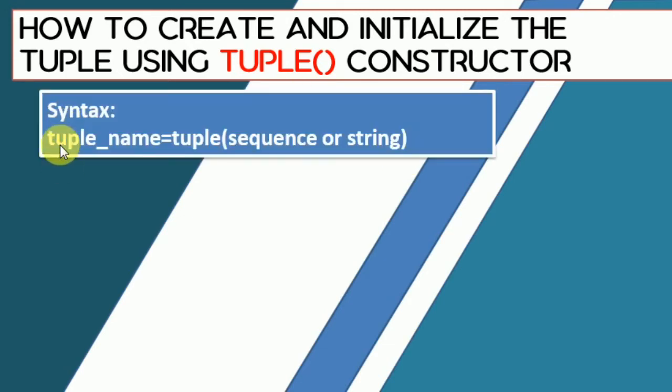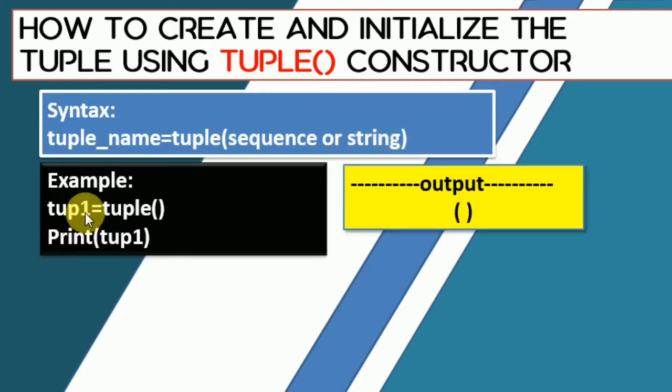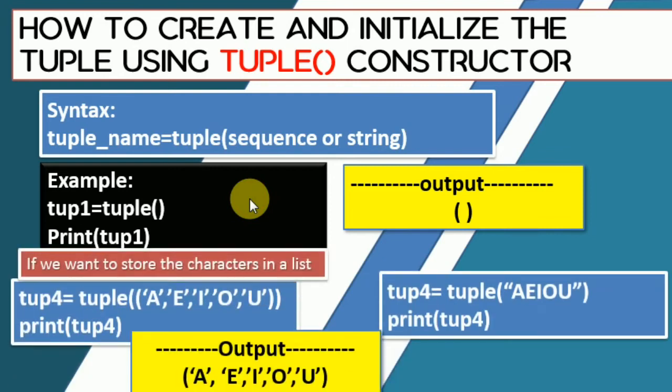Syntax is tuple name equals to tuple bracket sequence or string, whatever you want, and close the bracket. First example, tup1 equals to tuple. This will create an empty tuple for me. If I want to store characters, there are two methods.